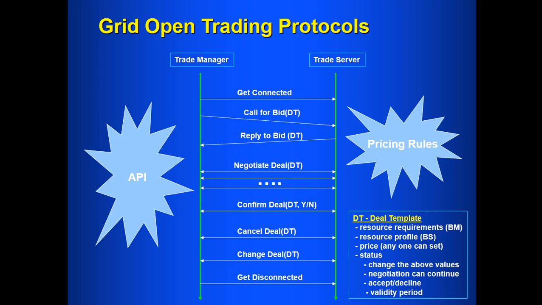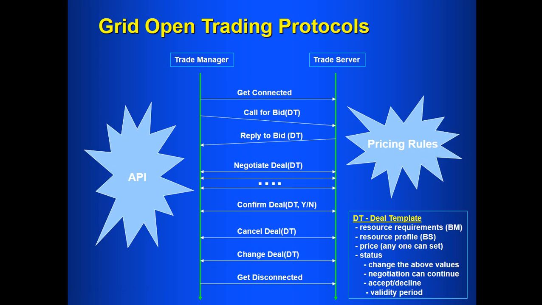If any of the above parameters is to be changed, these parameters must be set. Negotiation can continue, accept or decline, and the validity period is another parameter of status. Trade server responds to trade manager with a reply to bid message.